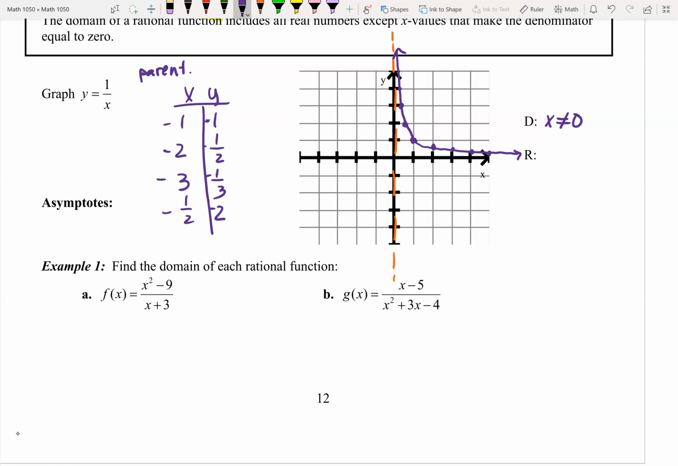So now let's plot those. Left 1, down 1; left 2, down a half; left 3, down a third; left 4, down a fourth, etc. And it goes like that. And then how about left a half, down 2; left a third, down 3, etc.